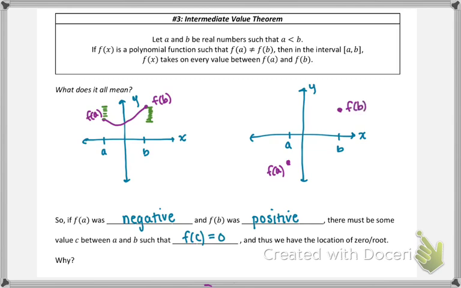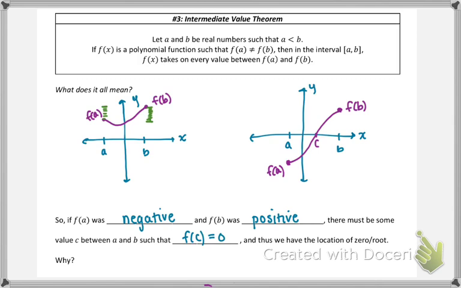Now if that's true, if f of a is negative and f of b is positive, and my polynomial is continuous, I have to be able to connect from f of a to f of b somehow. And if I have to connect it, I have to go from a negative to a positive. Somewhere between a and b, I have to cross the x-axis. And here, this point c, this value c, is an x-intercept, because I must cross the x-axis.